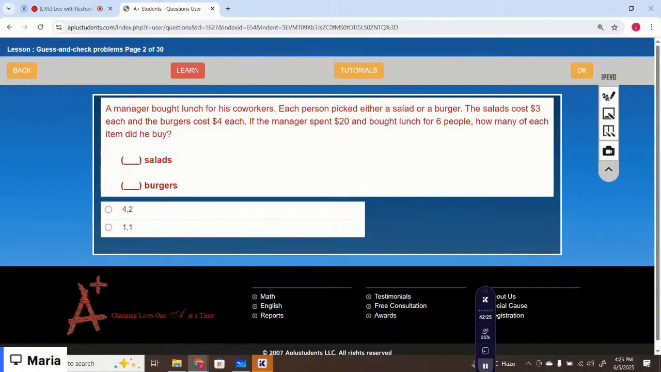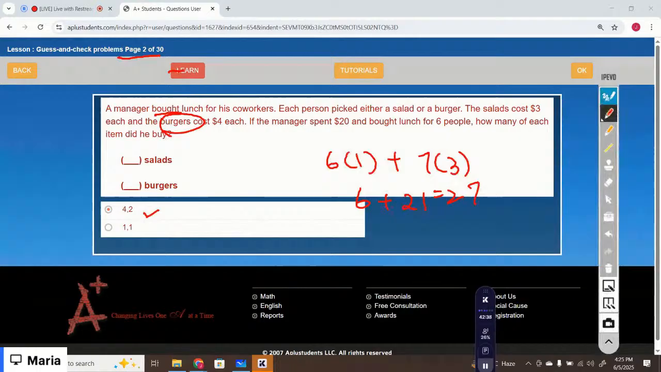So he bought lunch for 6 people, right? 4 plus 2 makes 6, but let's just check. The salad cost $3 each. 4 times 3 because he bought 4 salads.